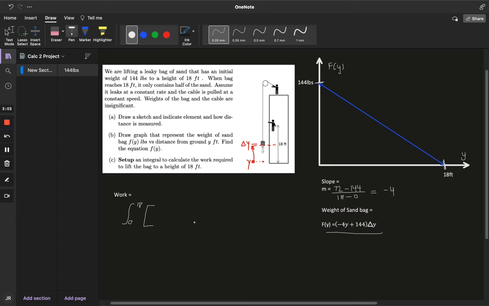To calculate that, it would be simply this. We simply plug in the weight of the sandbag and delta y becomes dy.